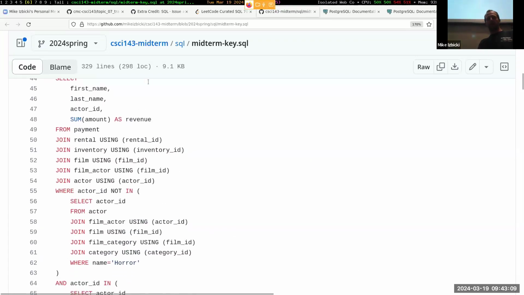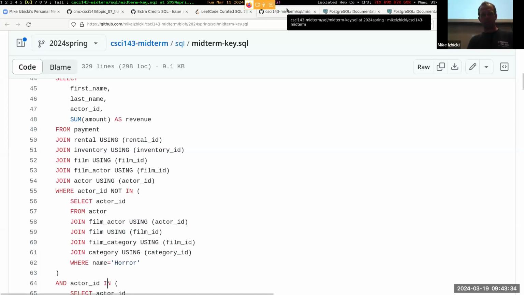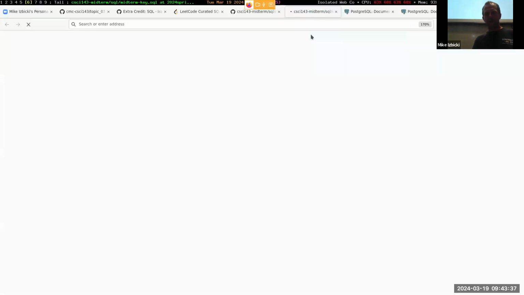The key thing is that at the top up here, I have a bunch of joins going on, and then a where clause down here filtering out the joins up here. What they're doing is they're getting the total amount that is being paid for each actor, and then filtering out the actors down here below. I have some example solutions over here that are not correct. In order to compare those, I'm going to do a side-by-side thing here in a bit.